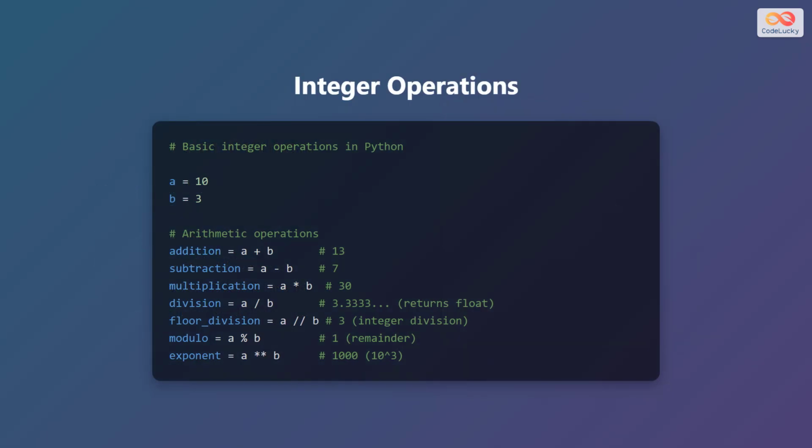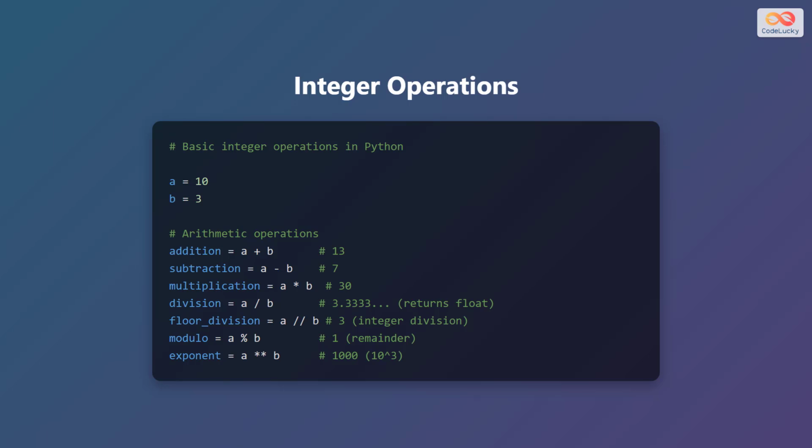Let's see how we can perform operations with integers in Python. First, we assign the value 10 to the variable a, and the value 3 to the variable b. Now let's perform some basic arithmetic operations. Addition, a plus b which equals 13. Subtraction, a minus b which equals 7. Multiplication, a times b which equals 30.